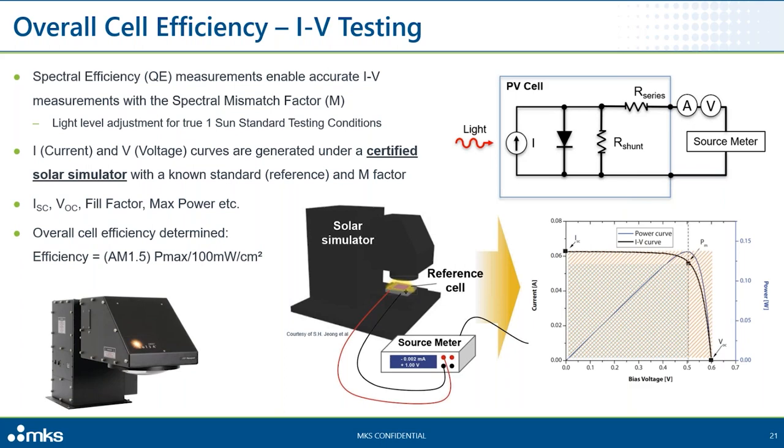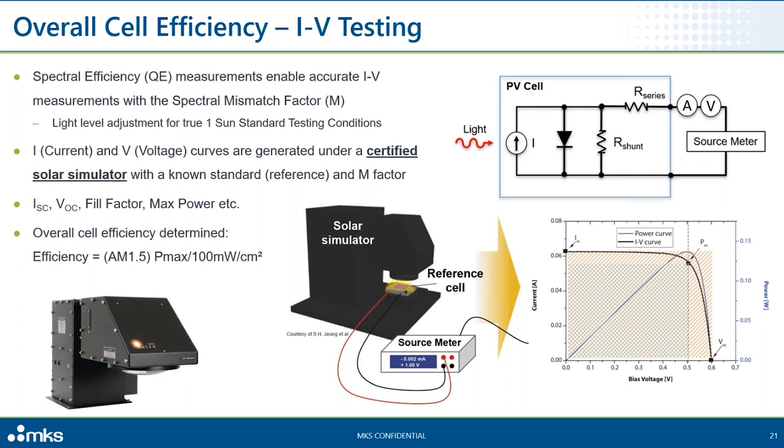A diagram in the center shows a typical use case where you have a reference cell with a known standard and known curve. Then you do that scan to perform an IV with a certified solar simulator. You can get a variety of other characteristics from your total cell, such as short circuit current, open circuit voltage, fill factor, max power, etc., all generated from those curves and shown with some key examples in the bottom right. So this will determine your overall cell efficiency. A very common use there is air mass 1.5, the standard testing conditions for your device.